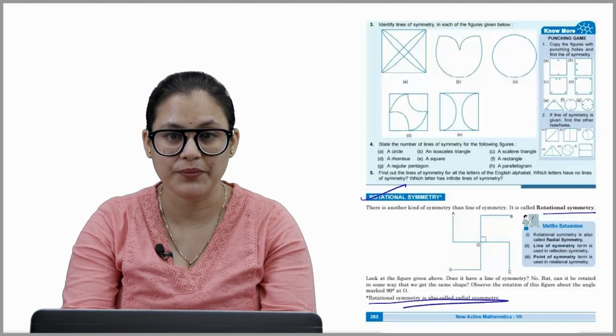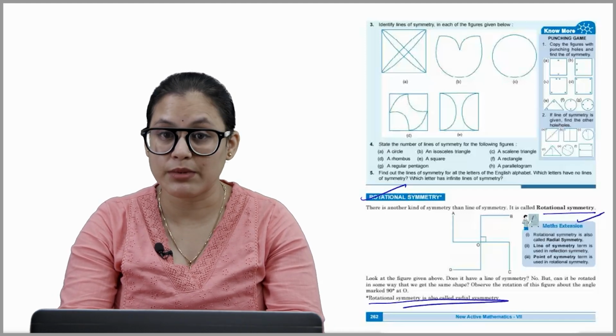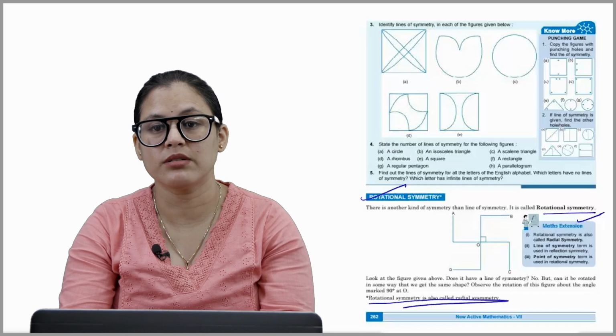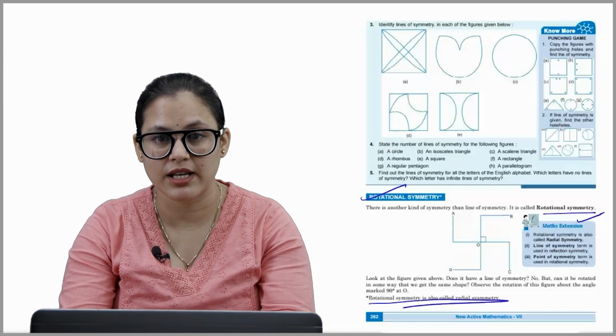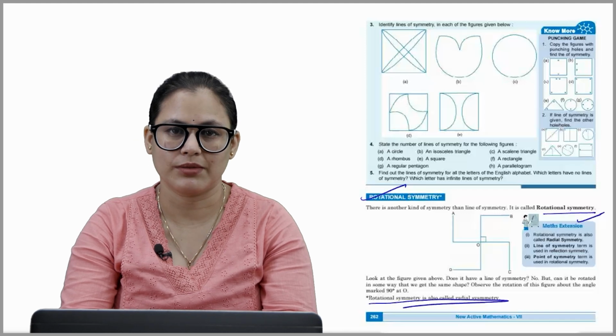Remember that. Maths extension. Number 1, rotational symmetry is also called radial symmetry. Number 2, the line of symmetry term is used in reflection symmetry. And number 3, the point of symmetry term is used in rotational symmetry.